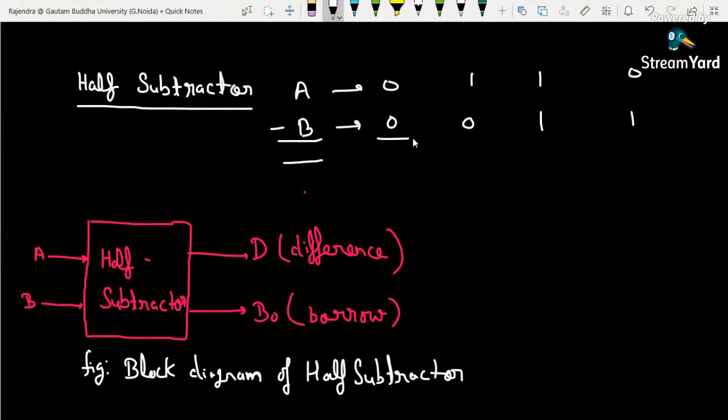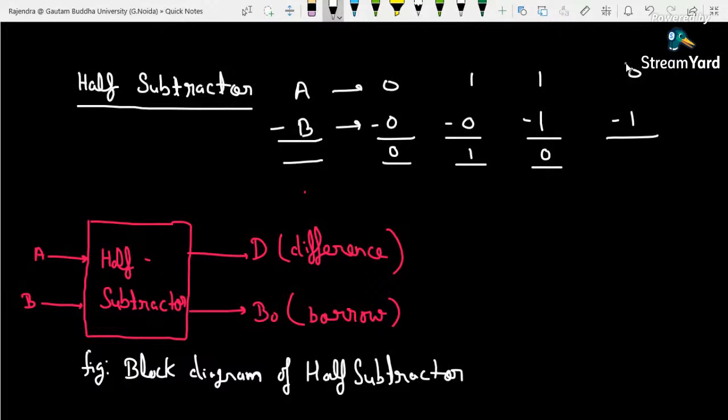If we perform 0 minus 0 subtraction, what will be the difference? A minus B, this will be 0. If we subtract 1 minus 0, the difference will be 1. Similarly, if we subtract 1 minus 1, both are 1, so this value will be 0. And here, A value is 0, B value is 1. If we perform 0 minus 1, at that time, we cannot subtract 1 from 0.